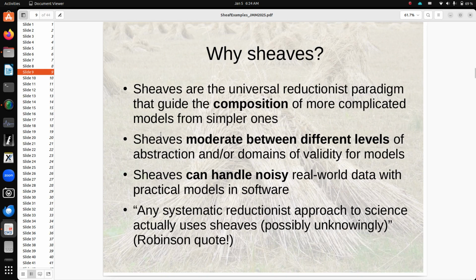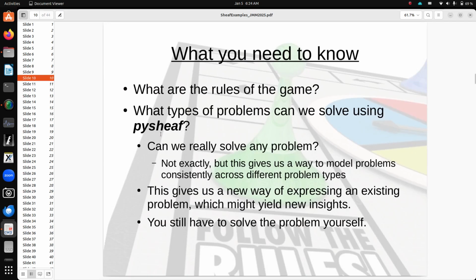Okay, so first of all, why sheaves? Well, sheaves allow us to compose different models. We may have different boundaries on different parts of the model, and we want to combine boundaries. We want different types and levels of interaction, different levels of the problem that need to interact, and noisy real-world data. So I want to know, what are the rules? What types of problems can we solve? Not really everything, but kind of.